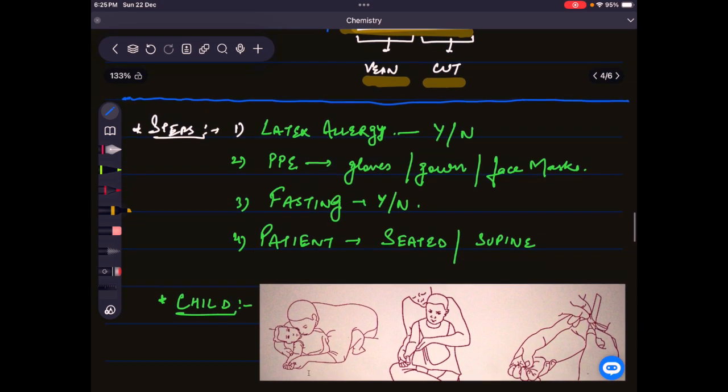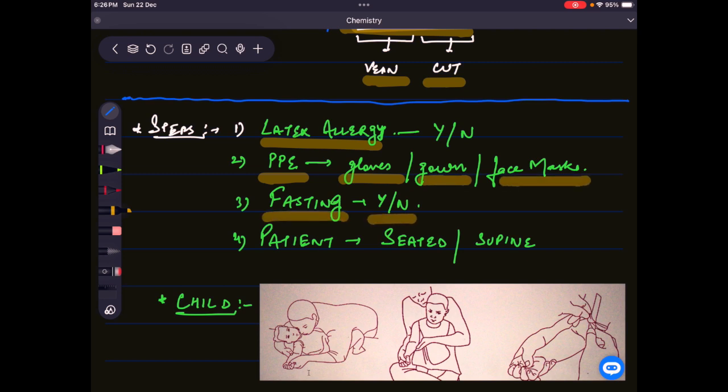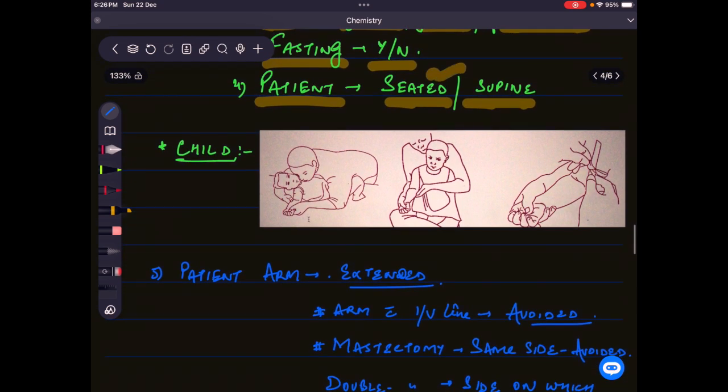Now the steps involved here are, first of all, to ask the patient whether there is a latex allergy or not. There should be proper protective equipment in the form of gloves, gowns, and face masks. Is the patient fasting, yes or no, and the patient should be seated or supine. Seated is preferred, but if it is not suitable for the patient, then we can take the sample in the supine position also.